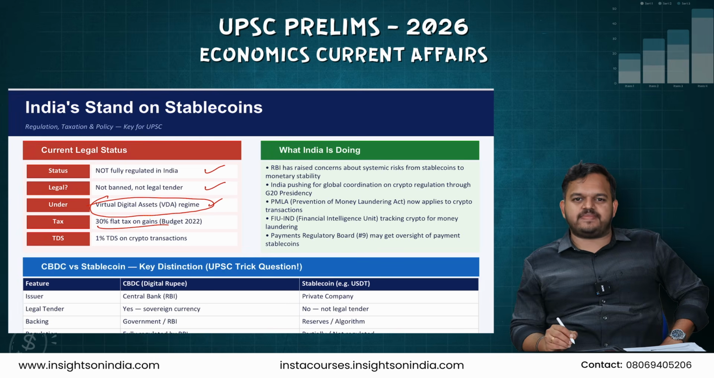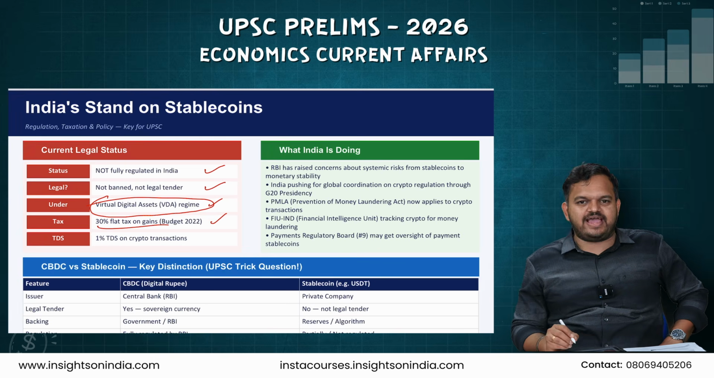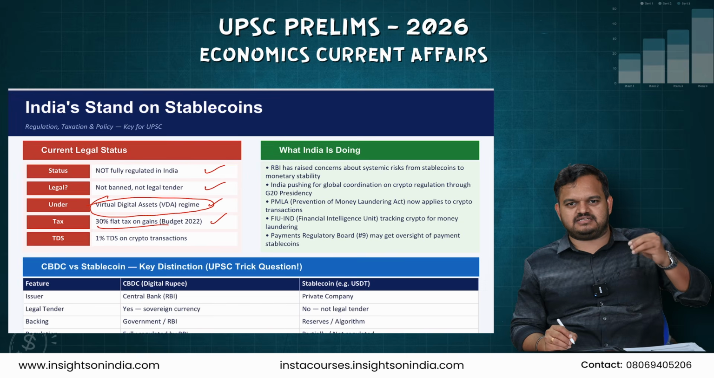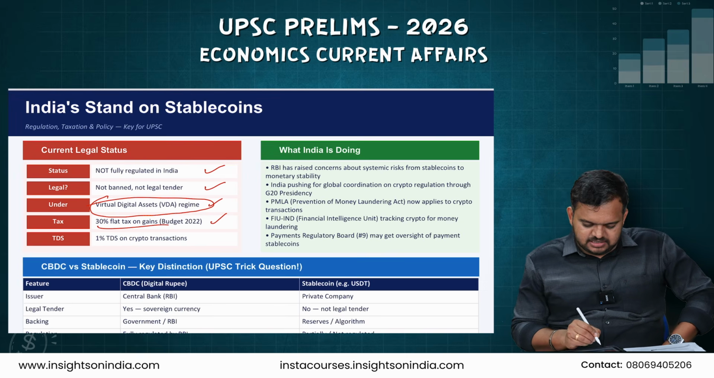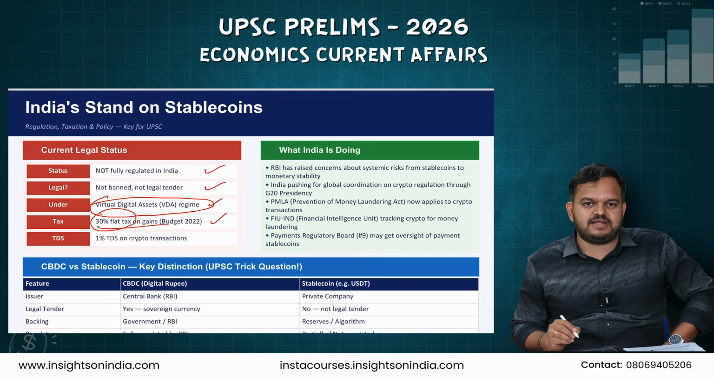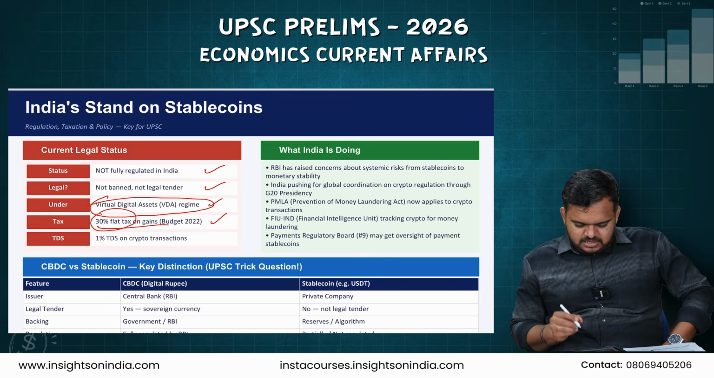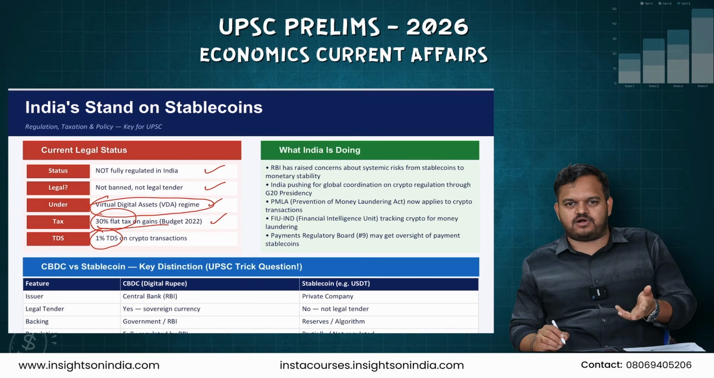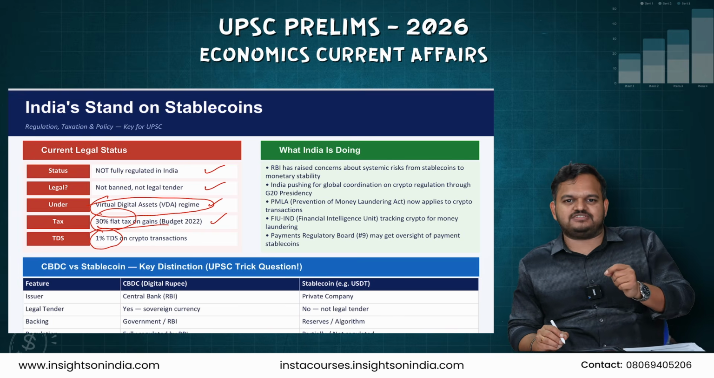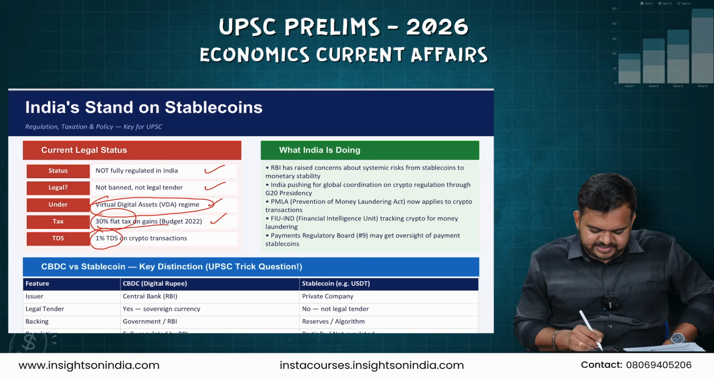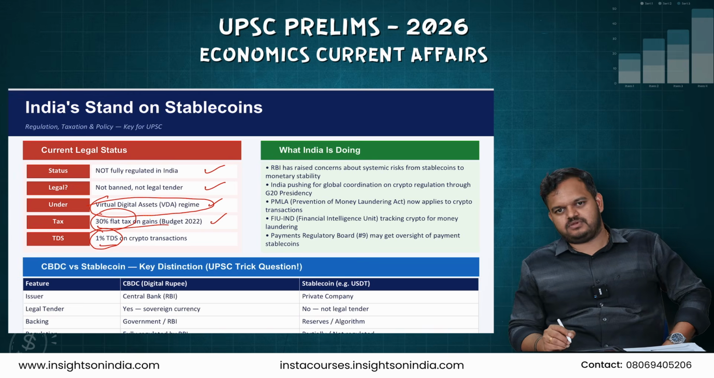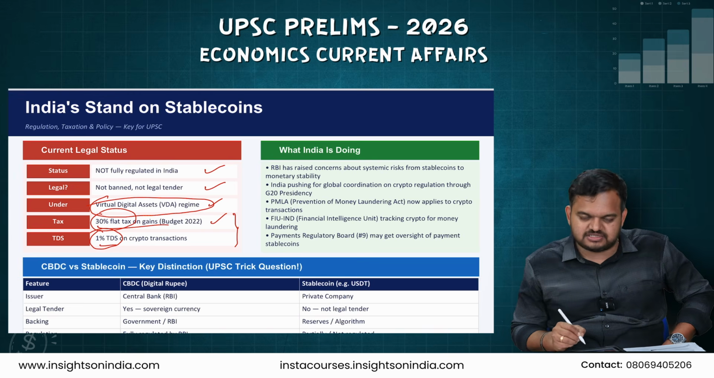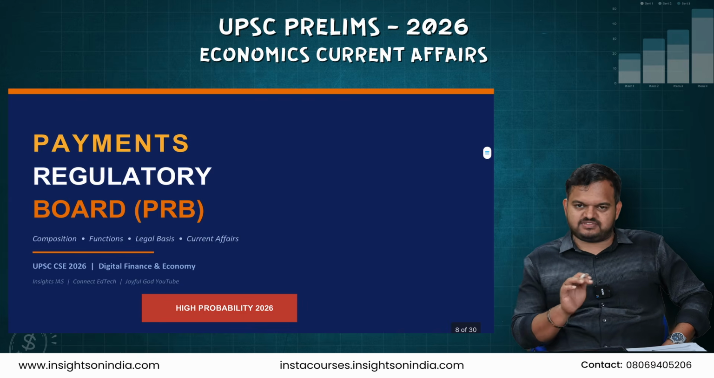What is the taxation mechanism? If you make a profit by buying cheaper and selling at a higher price, a 30% flat tax has been imposed. And for every transaction, whether you make a profit or not, just to buy and sell, 1% TDS will be applied. This is the taxation structure. That's enough for you for prelims with respect to stable coins.